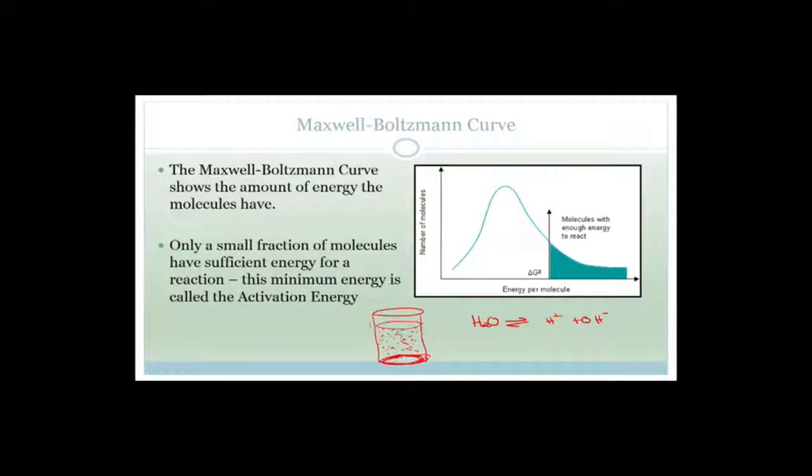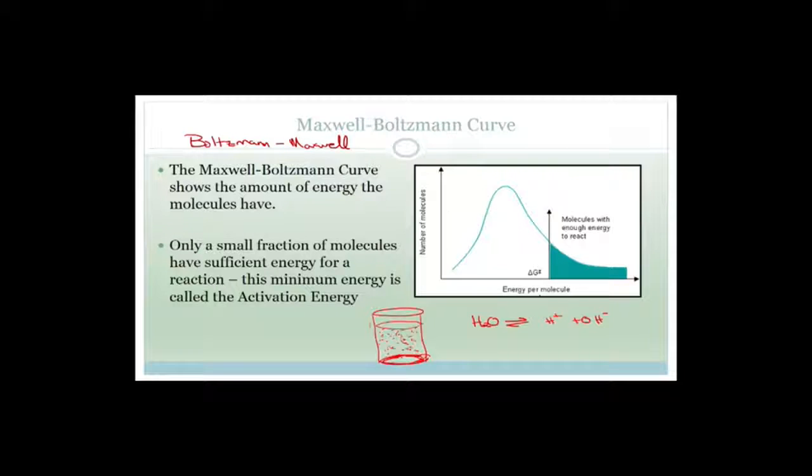So Maxwell Boltzmann, there are two gentlemen, Mr. Maxwell and Mr. Boltzmann. In grade 12, some textbooks will call this the Boltzmann-Maxwell curve. It's the same curve. It just depends who was writing the textbook. I don't know why they swapped them, okay? But for us, we call it the Maxwell-Boltzmann curve. It shows the amount of energy of the molecules, okay?